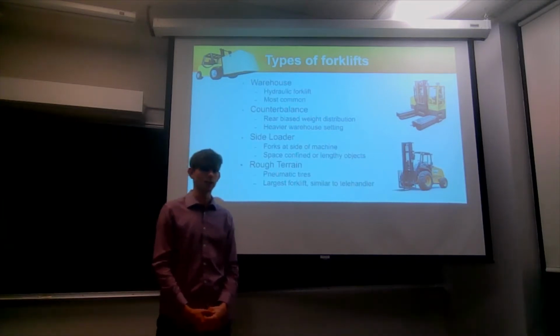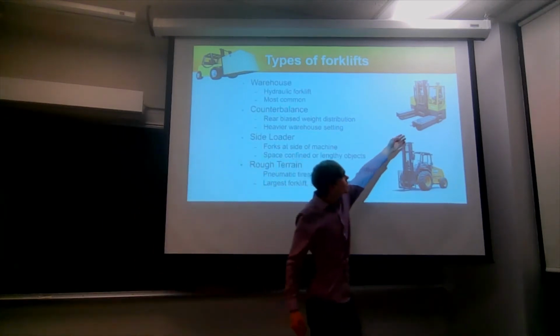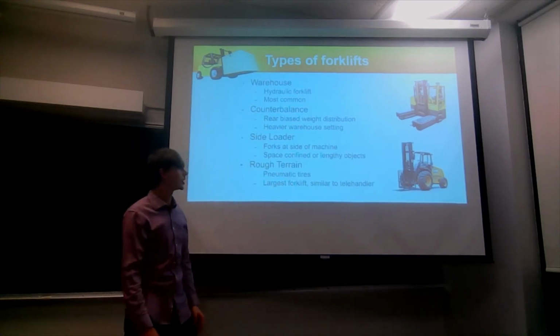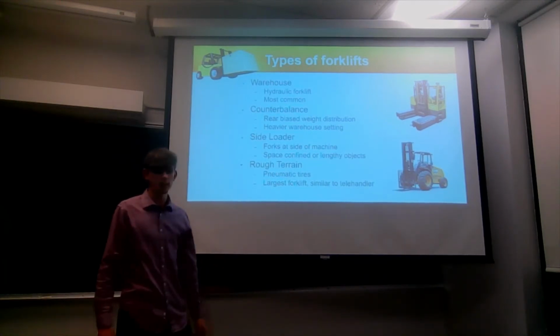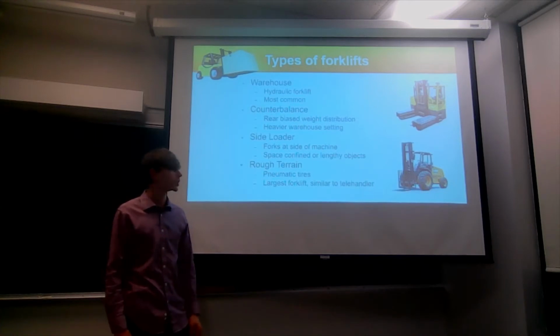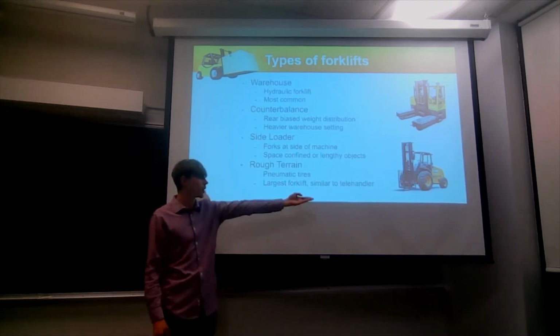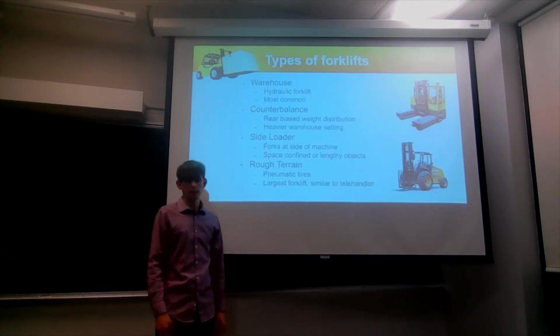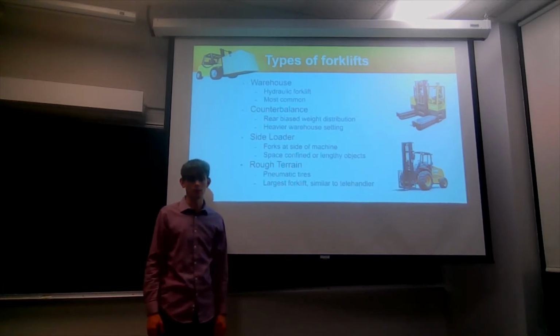A little bit different style forklift is the side loader. In this case, the forks are on the side of the forklift, aptly named, and these are used in space-confined areas, or if you need to move a lengthy object such as lumber or steel, something similar. And then lastly, we have our rough terrain forklifts. These will often have pneumatic tires instead of cushion tires, providing a little bit more traction in rough terrain, as well as a larger body, providing more stability, and finally lifting the most out of all forklifts.